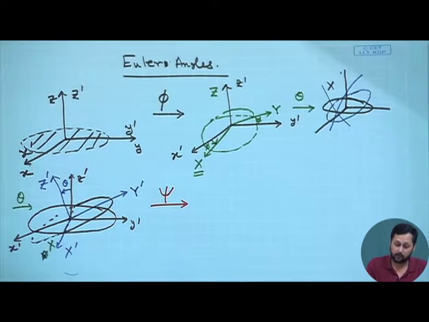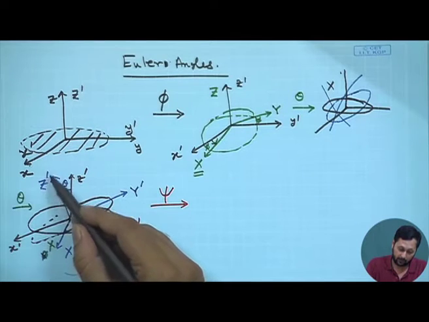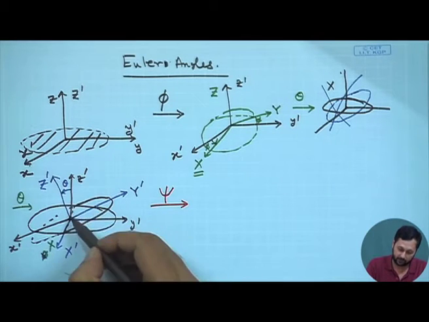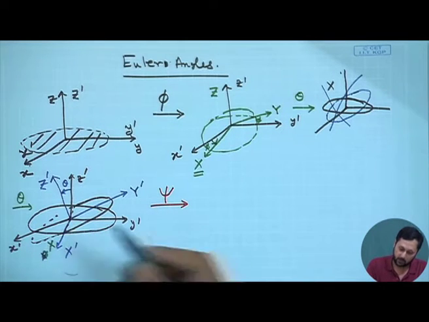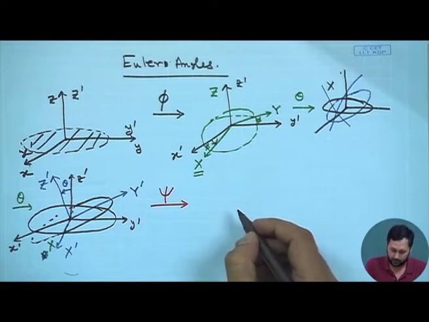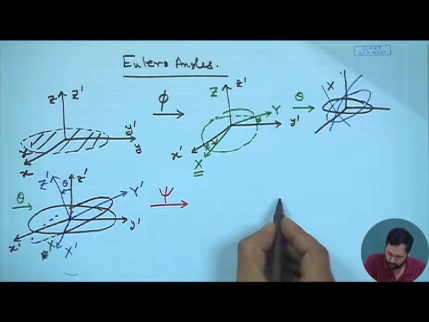What is the psi rotation? Psi rotation is about this new capital Z prime axis, the new Z axis after the first and second rotations, by an angle psi, once again in the anti-clockwise direction. So how will that be? Let's try to draw this first.